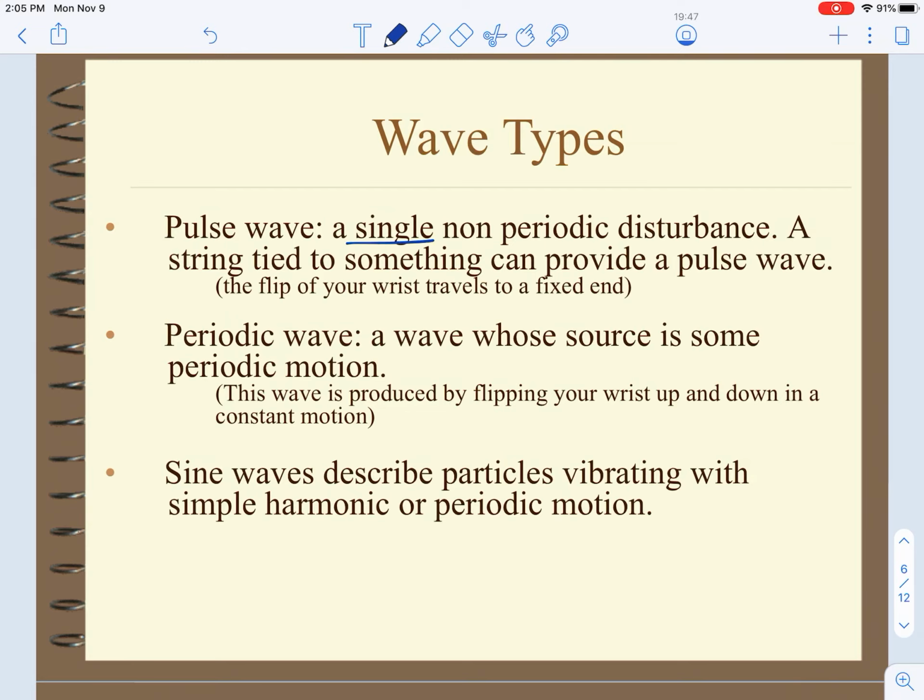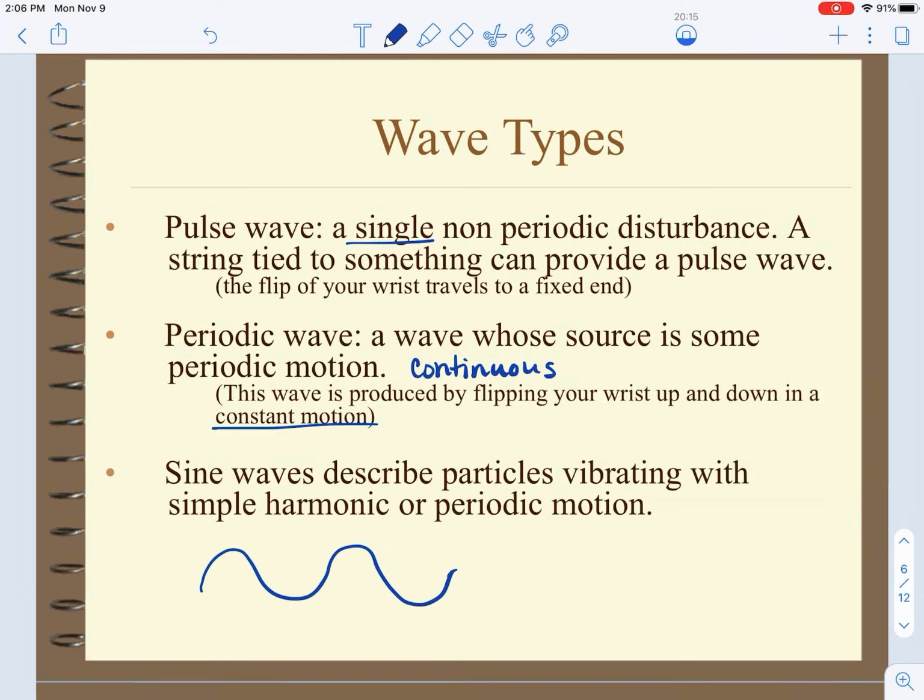I need you to know the difference between a pulse wave and a periodic wave. So a pulse wave is a single one-time disturbance. A periodic wave is going to be a continuous wave. So periodic wave, it says a wave whose source is some periodic motion. Here it says constant motion. I like to use the word continuous.